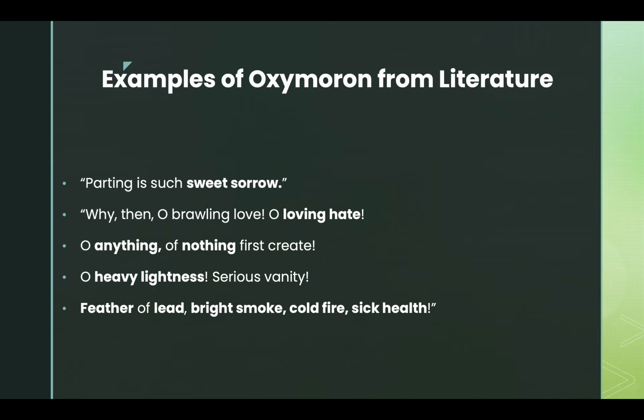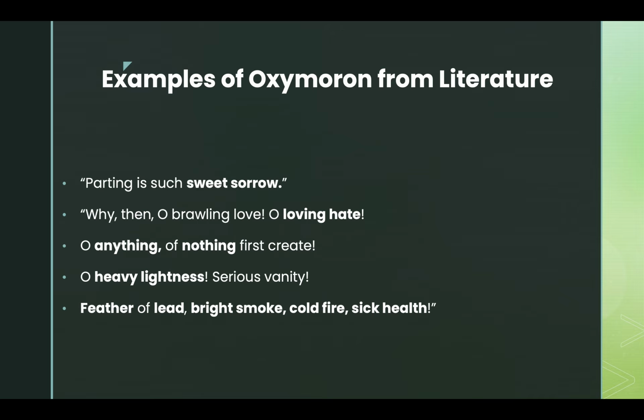We have some examples in literature. Parting is such sweet sorrow. How can sorrow be sweet? How can something that is sweet be said to be sorrowful? So we have our oxymoron right there. Why then, O brawling love, O loving hate? Love and hate, two opposite terms, but they've come together in the form of this literary extract. O anything of nothing. Anything on one hand, nothing on the other hand. They're coming together to create a particular feeling, a particular mood.